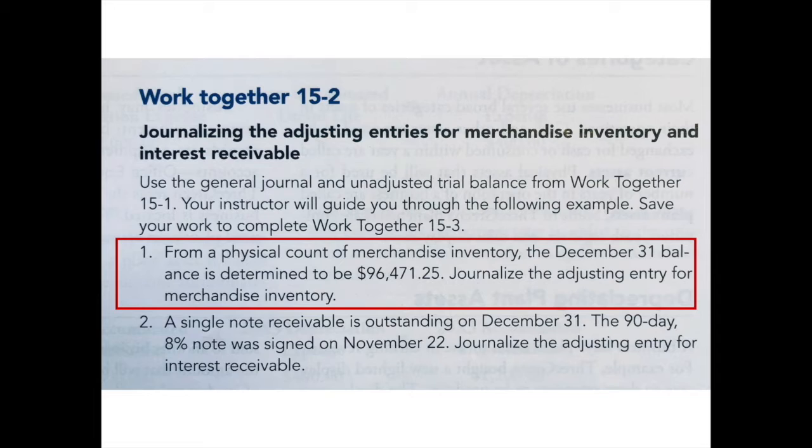Work together 15.2 says, use the general journal and the unadjusted trial balance from your work together. And we are going to complete these 2 adjustments. Number 1, from a physical count of merchandise inventory, the December 31st balance is determined to be $96,471.25. Journalize the adjusting entry for merchandise inventory.